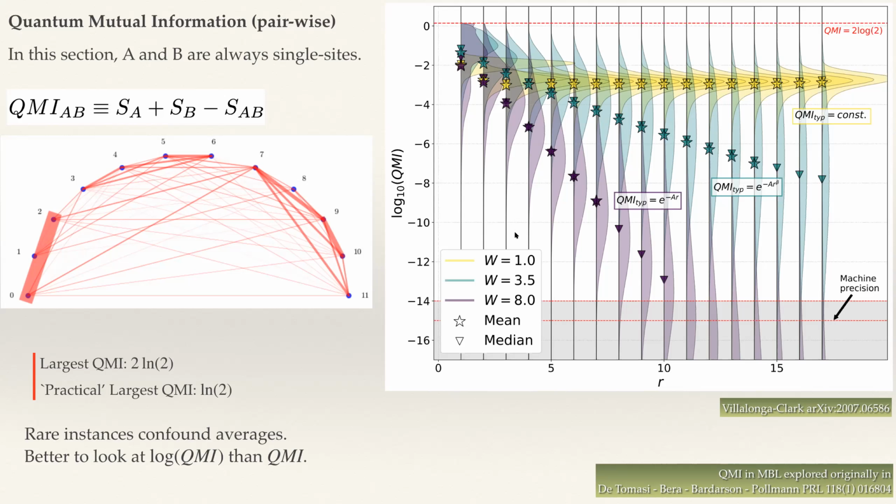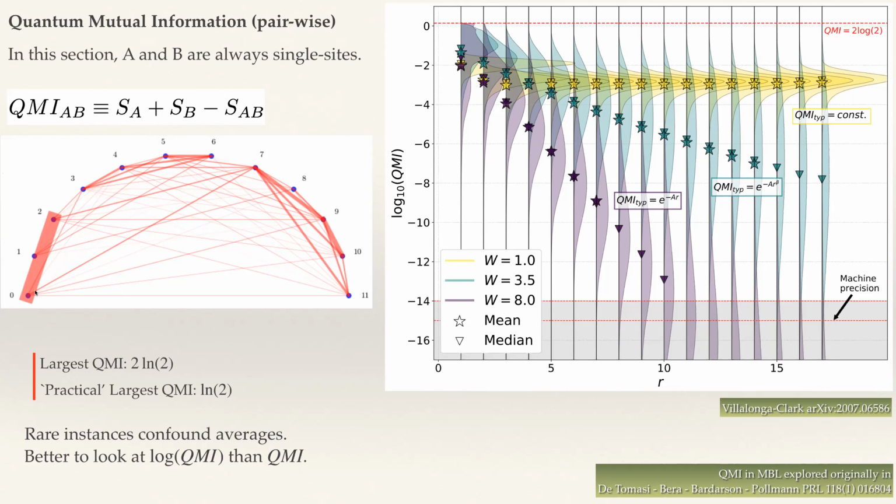And the reason that this took so much is you just need a huge number of instances, because many of the things that you're looking at are a little bit rare. Okay, so this is a histogram of various disorder realizations. And this is a histogram of the log of the QMI as a function of the range. So this is a single particular instance.